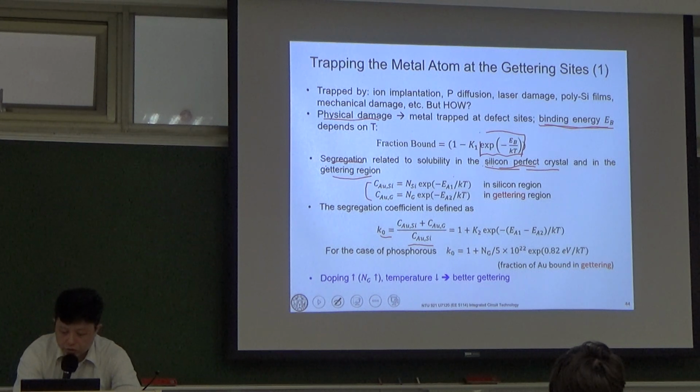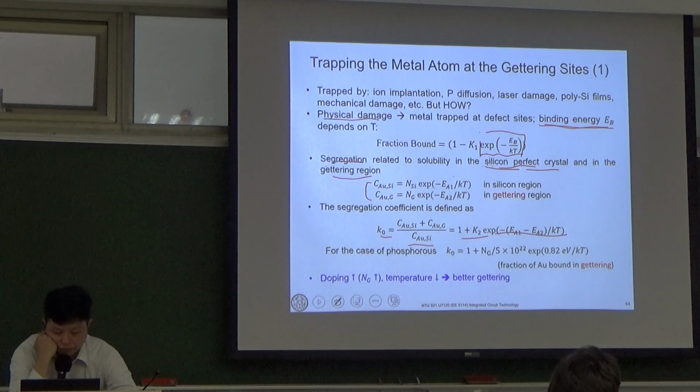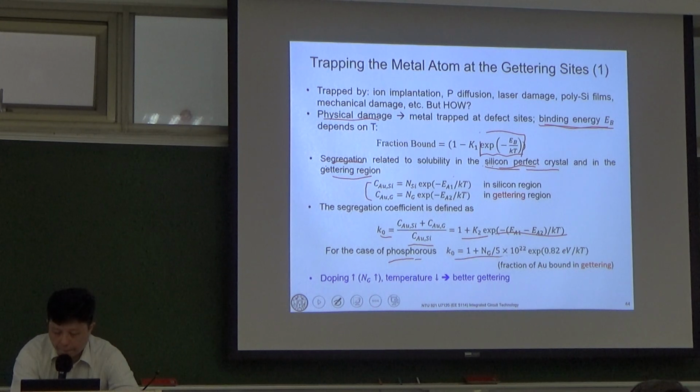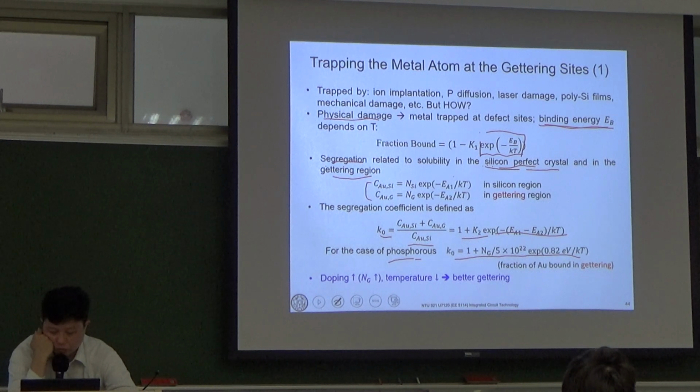Okay, so if you write this, your segregation coefficient can be written like this equation. So we can consider the case for phosphorus, then we can have this equation. Okay, so we don't need to memorize this kind of equation, but we try to get some physical idea from this and to understand what's really going on here.